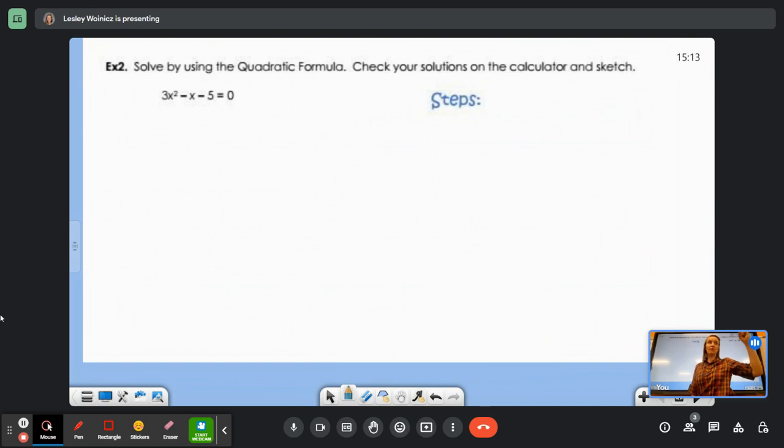Okay, step 1. We need standard form set equal to 0. So we need ax squared plus bx plus c set equal to 0. If we don't have that, how are we going to know what our a, b, and c are? You won't. Okay, do we have that here? Yes. Okay, step 2. We are going to divide out a GCF if possible.